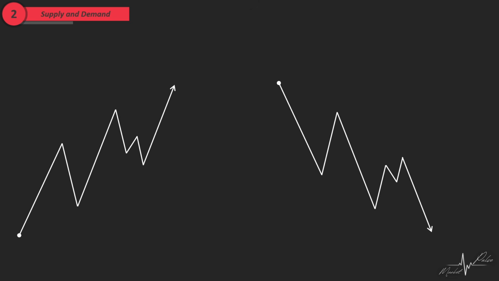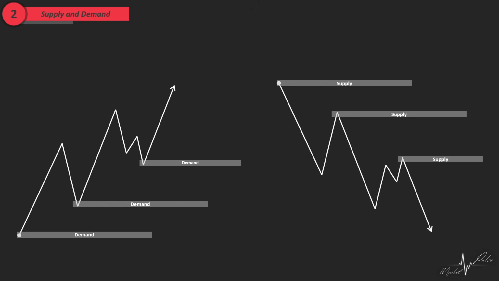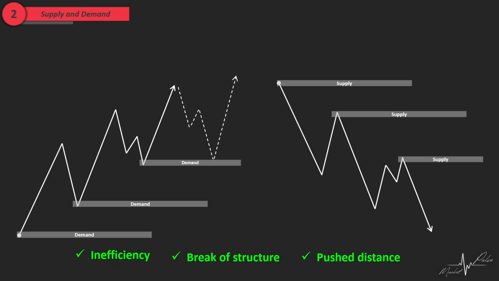Number 2. Supply and demand zones. These are areas on the chart where strong buying or selling previously caused a significant move. Typically, we mark the origin of that move as the supply or demand zone and expect price to react when it returns. But not all zones are equal. 3 key factors make a zone stronger: inefficiency, break of structure, and pushed distance.